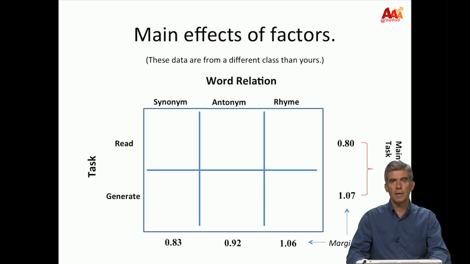So over here on the right, these are called main effects. I'm comparing the two levels of the task factor. And I don't really care whether it's synonym, antonym, or rhyme, or first or second. I'm saying on average, does generate beat read? And if you look at it, it looks like it does, right? So that's a main effect of task. I can do the same thing along the bottom, where I can say, is there a main effect of word relation, regardless of whether you're reading or generating?